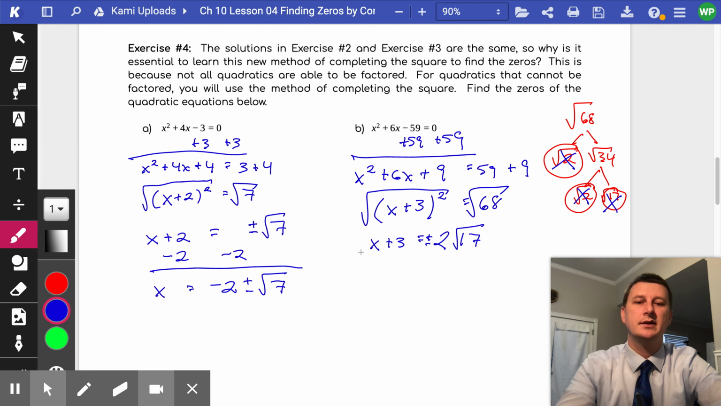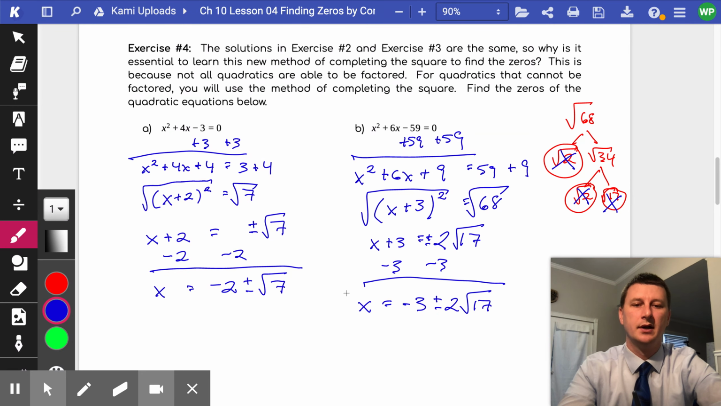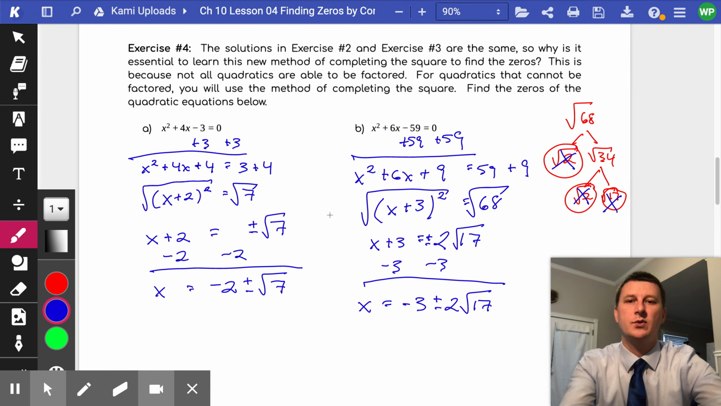So my last step then to get x by itself would be to subtract 3 on both sides of my equation, and I will have left x equals negative 3 plus or minus 2 radical 17. So again, this is the two exact values of the roots of this quadratic. If you did it any other way, you'd have rounded answers because you'd have to stop your decimal somewhere because your decimal was irrational. So this is why using the method of completing the square is very useful for finding the zeros, because you can find that exact value by simplifying your square roots.